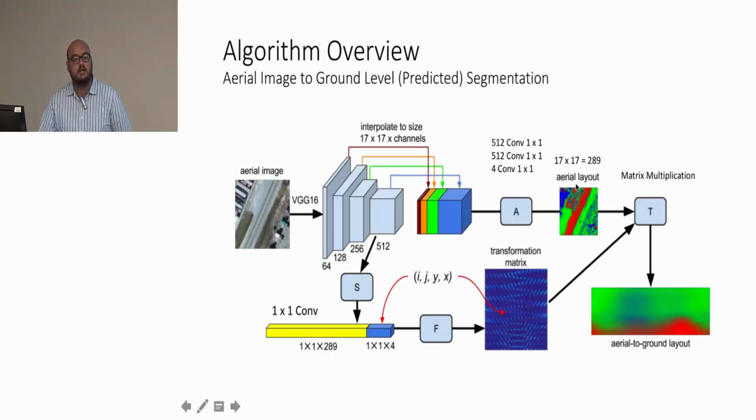The aerial layout we get has dimensions 17 by 17, and network A has 3 convolution layers. The first is 512 kernels with a receptive field of 1 by 1, then 512 kernels with a receptive field of 1 by 1, then four convolution kernels with a receptive field of 1 by 1. Similarly, network S has an architecture. Network F is 128 convolution 1 by 1 layers, 64 convolution 1 by 1, and 1 convolution 1 by 1. We'll go into the details of these networks shortly.